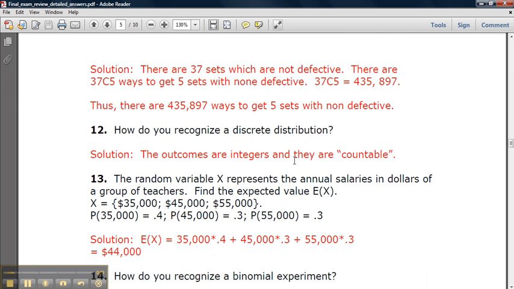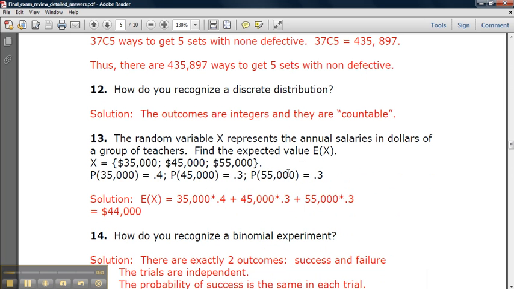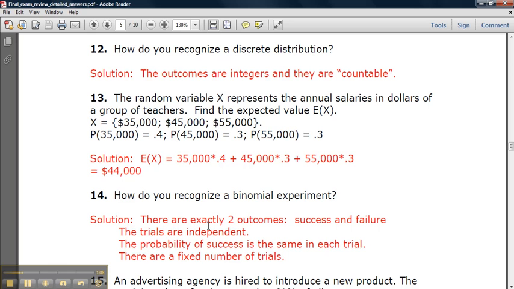All right, move right along. 13. Expected value is simply the mean. The way you find expected value, you multiply the value times the probability of it occurring, and you add them all up. It's really that simple. And that's going to be your mean. And here's the formula. Here you see it, but it's going to be 35,000 times your 0.4 plus 45,000 times the 0.3, so forth and so on. And that's it.